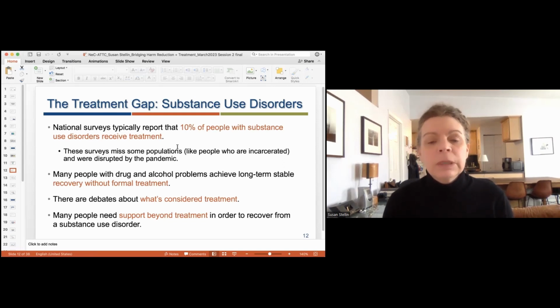So I don't know that there's a real consensus on that, but I'm kind of approaching it broadly and thinking about treatment almost as an equivalent of care. Many people need support beyond treatment in order to recover from a substance use disorder. So, thinking about those wraparound services, you could get the best treatment available for a long duration, but still, if you're facing challenges with housing, legal situations, employment, or reconnecting with family and other important personal relationships, those things might not traditionally be considered treatment, but are all very important for people.